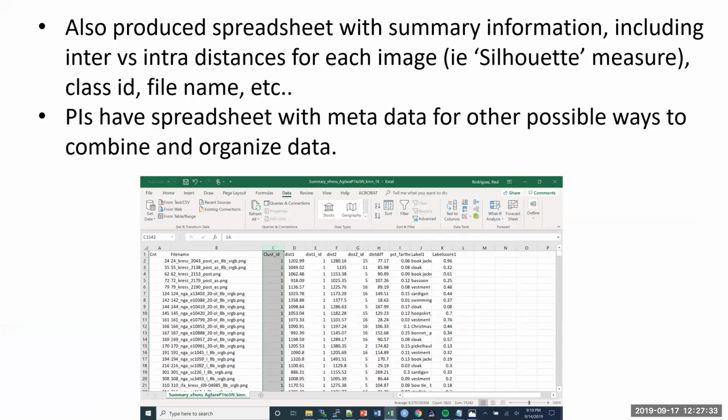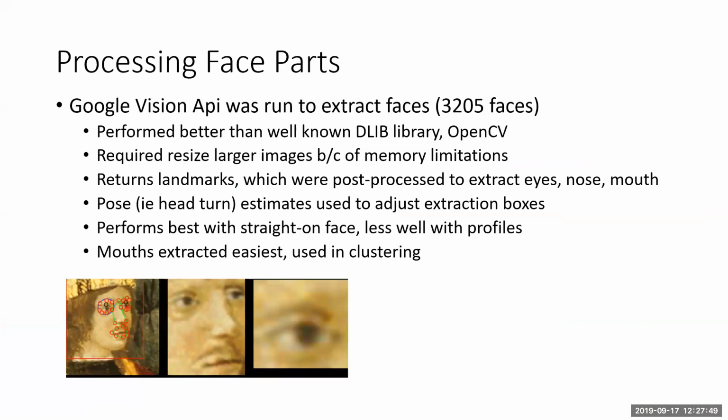And I just want to mention, the output that came out of this is a spreadsheet that looks at the cluster ID, the within-cluster distances and the between-cluster distances for each image. So we can do an analysis where we sort through things. I'm running out of time, but I want to talk quickly about the face parts.